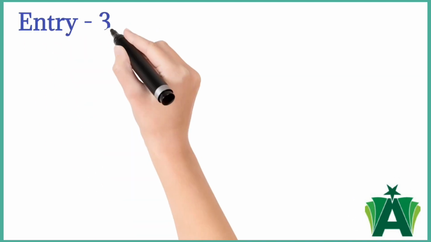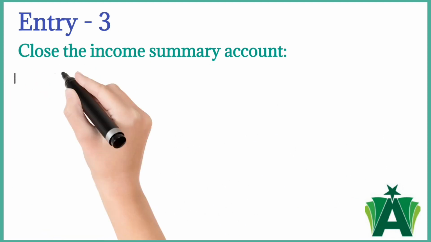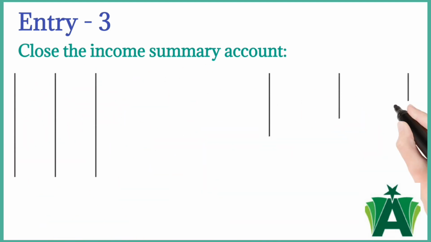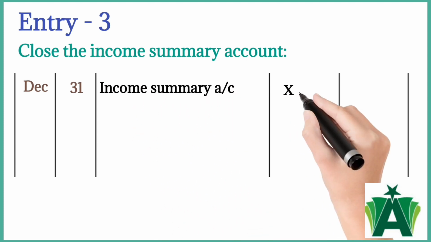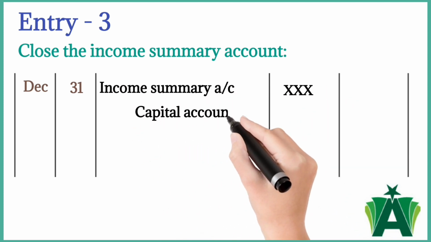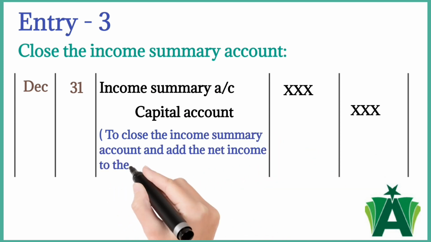The third entry is to close the income summary account. The balance of the income summary account is transferred to the owner's capital account. The closing entry is income summary account debit, capital account credit, to close the income summary account and add the net income to the capital account.